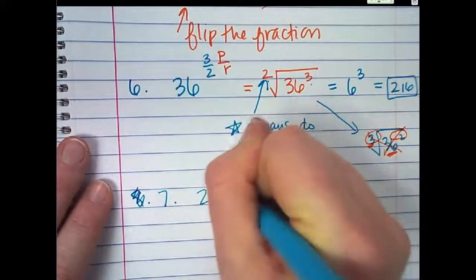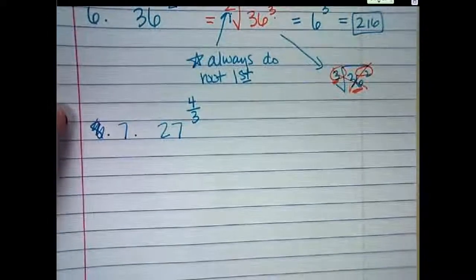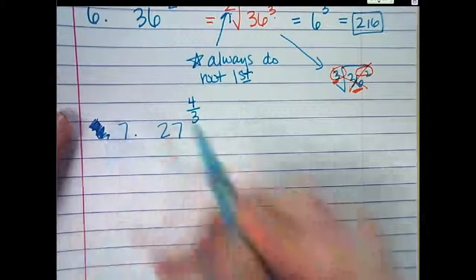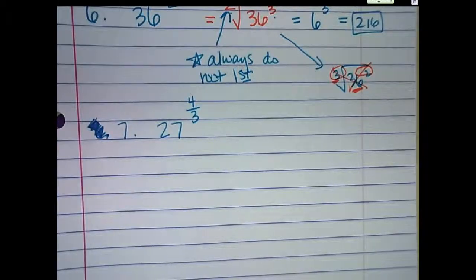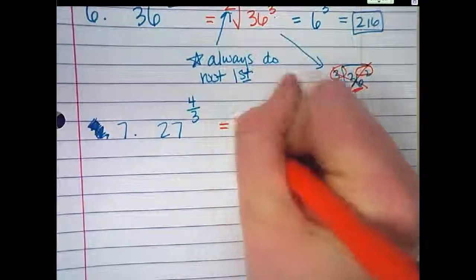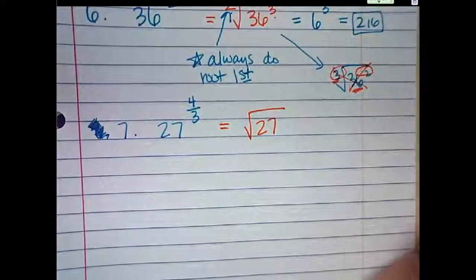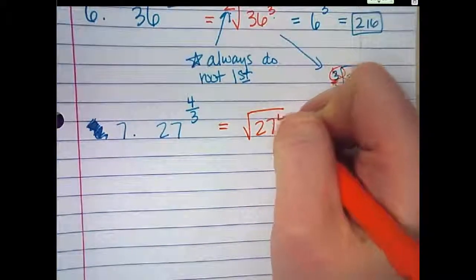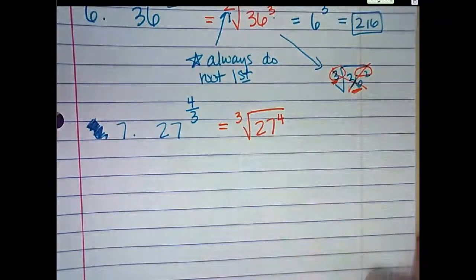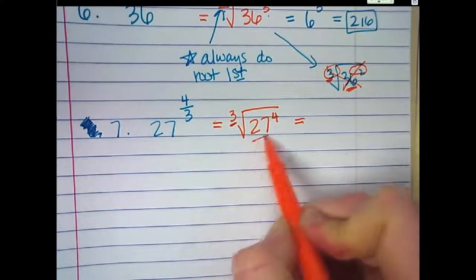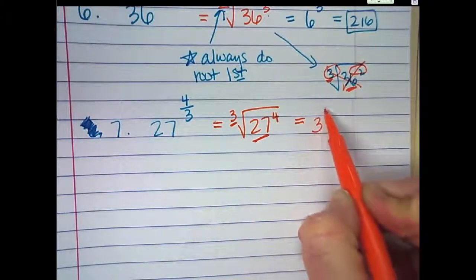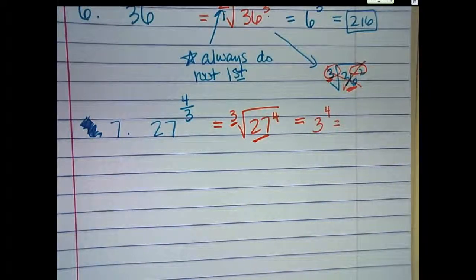All right, number 7. 27 to the 4 thirds. Good news is you don't have homework tonight. Like nothing. Okay, so let's rewrite it. Put 27 on the inside. What's my power? 4. What's my root? 3. What's the cube root of 27? 3. So then I have 3 to the 4th. 81.